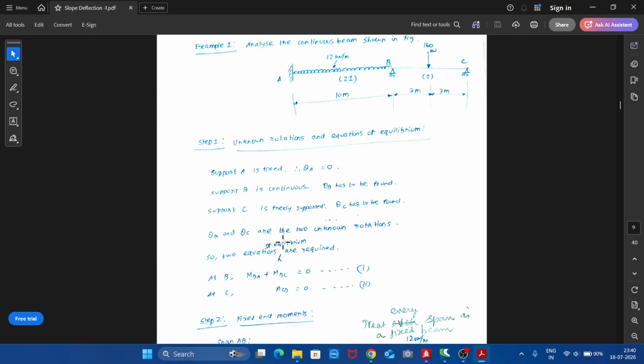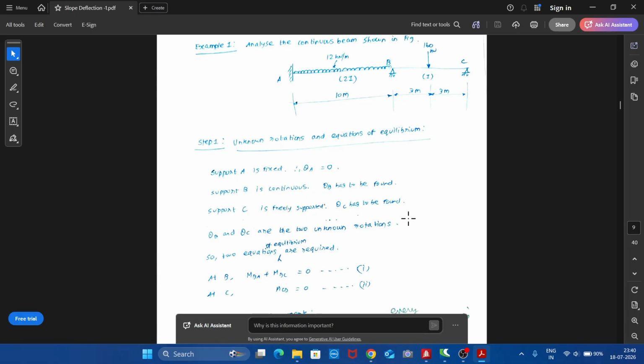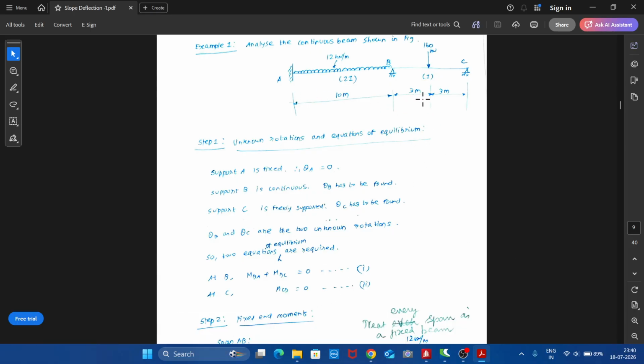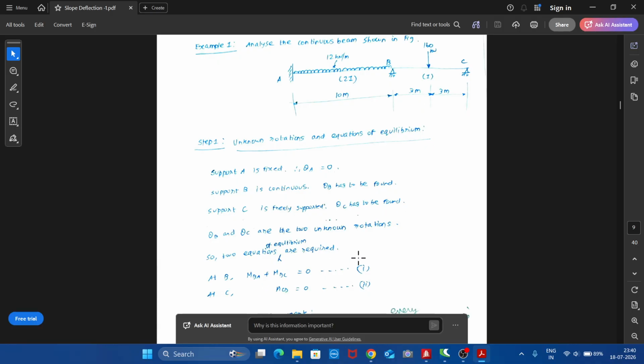To form the equations of equilibrium, the thumb rule is to leave the fixed support. At all other supports, the sum of moments should be equal to 0 for equilibrium. At B, the end moment on this side is MBA and on this side is MBC, so MBA plus MBC equal to 0 is the first equation of equilibrium. At support C, only one end moment MCB is there, so MCB equal to 0. So the first step is identifying the unknown rotations and forming the equations of equilibrium.